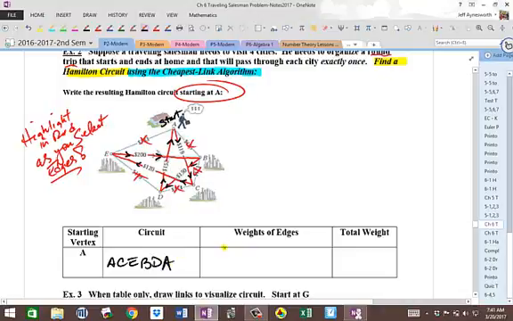So what are the weights? We have 119 plus 120 plus 200 plus 150 plus 152. Go ahead and add them up, and you'll see that you have a total cost of 741.